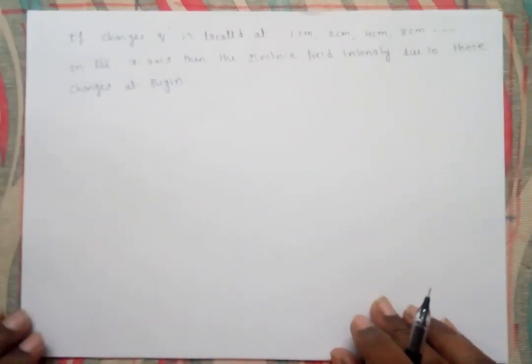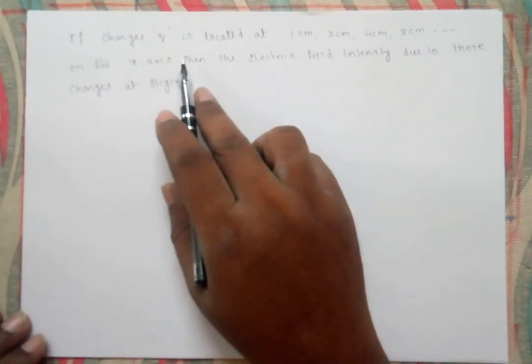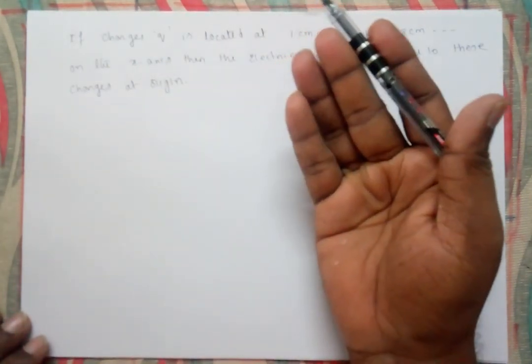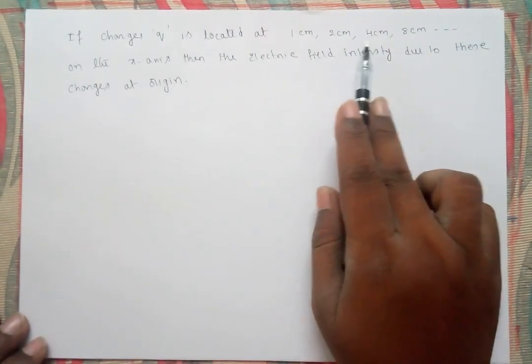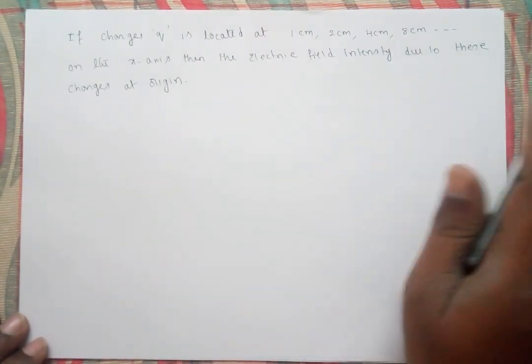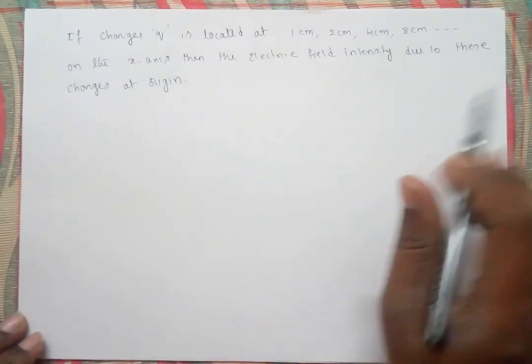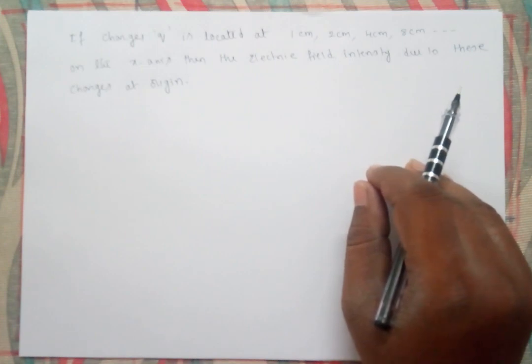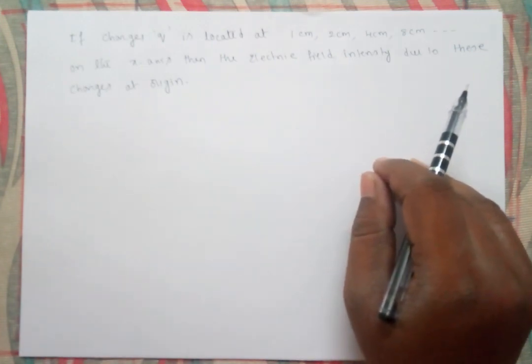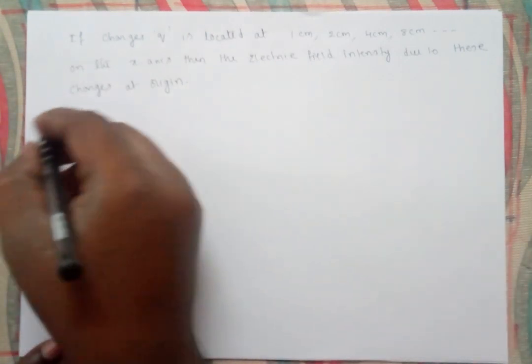Means you can understand that the charge Q we are locating may be 1 coulomb or 2 coulomb, so that is different. They are located at 1 centimeter, 2 centimeters, and so on, along the x-axis. Then those charges will exert electric field intensity. So we need to calculate the electric field intensity at the origin due to these charges. This is also a standard example.